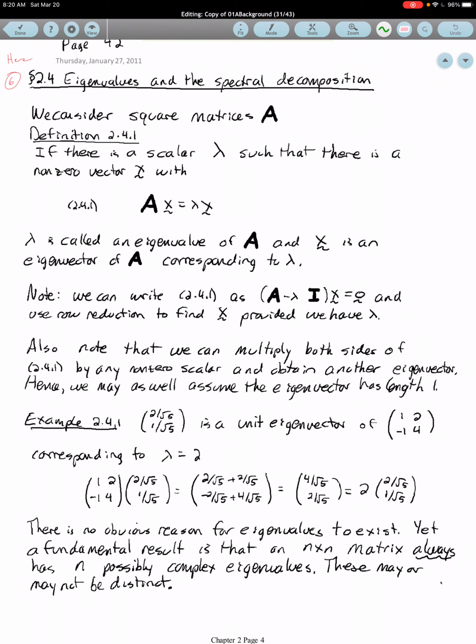Okay, so this is part 2 of the lecture for Thursday, March 18th. The next topic to discuss is the topic of eigenvalues and eigenvectors.